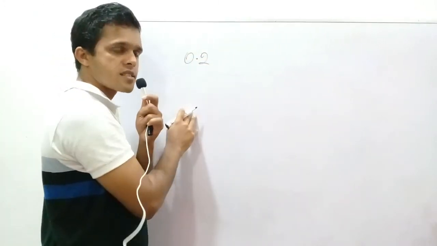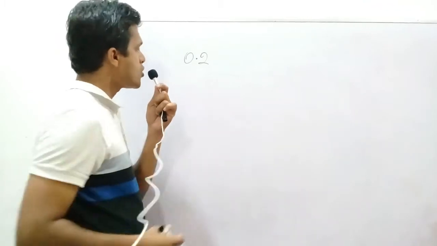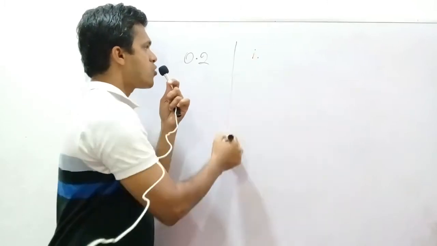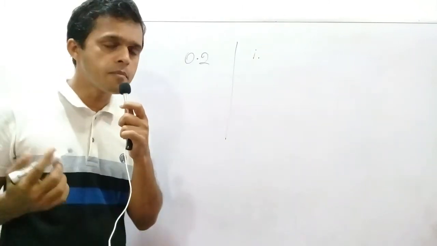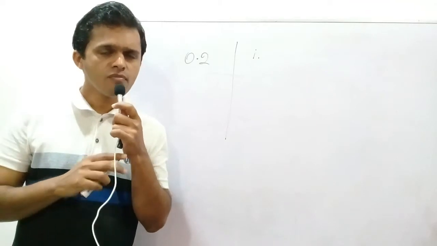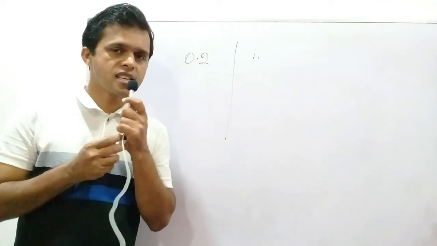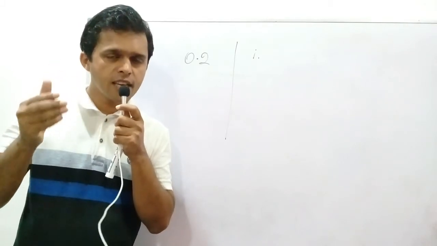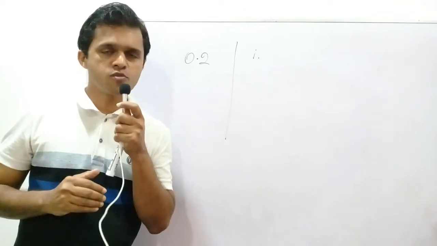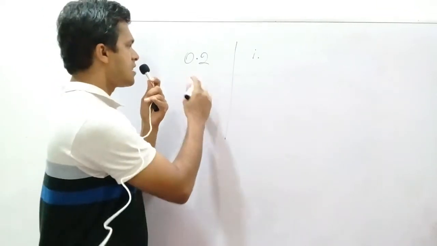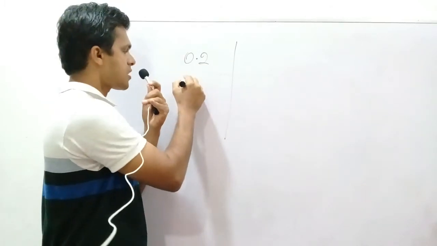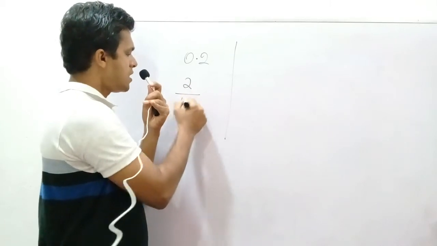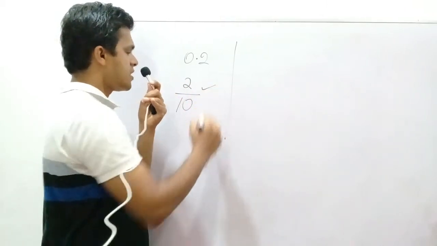0.2 is given. There are 2 questions. You have to convert this decimal number into a fraction. After that, that fraction should be simplified. That fraction should be kept in the simplest form. Number 1, let's convert this decimal number into a fraction. You know that this is equal to 2/10. This is the answer for the first part.